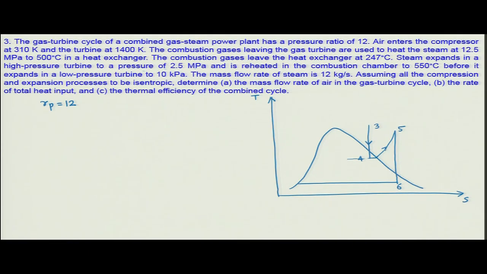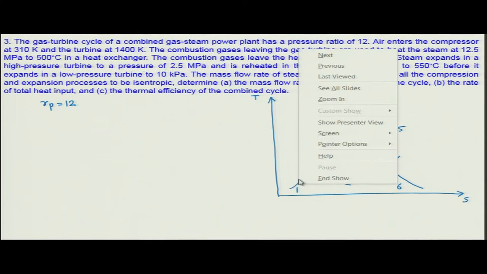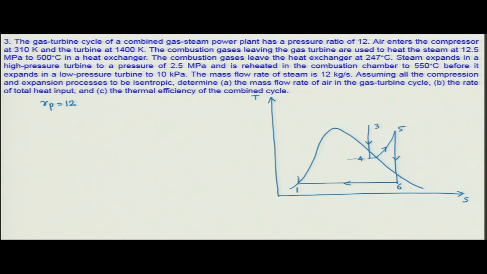So, 3 to 4 is the first turbine, 4 to 5 is the reheating, 5 to 6 is the second turbine, 6 to 1 is the heat rejection in the condenser, 1 to 2 is basically the pump work, and then 2 to 3 is basically the heat addition. Okay. So, what I can do, I can draw it like this. So, 2 to 3 is the heat addition in the boiler.